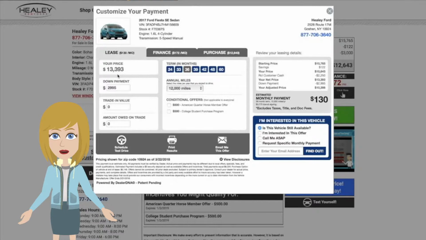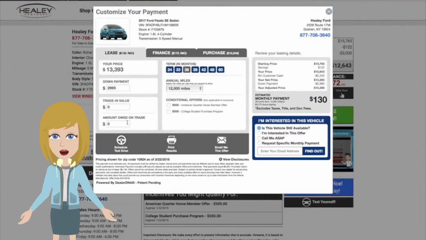There is the price of the vehicle, but then you can enter in values for down payment, trade-in value, and amount owed on your trade, if anything. It is possible that your trade-in value could be less than what you owe on it, so keep that in mind. Next, you would select the lease term in months, as well as your annual mileage, and then select any conditional offers that may apply.